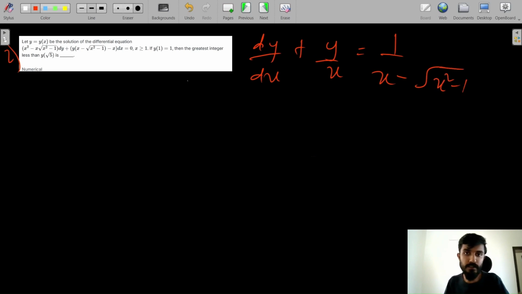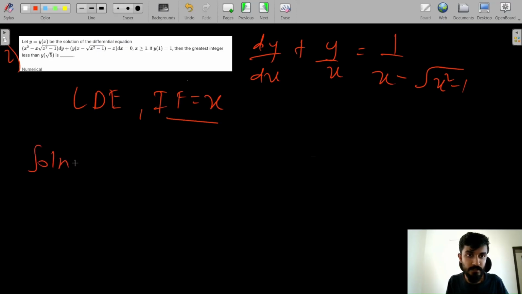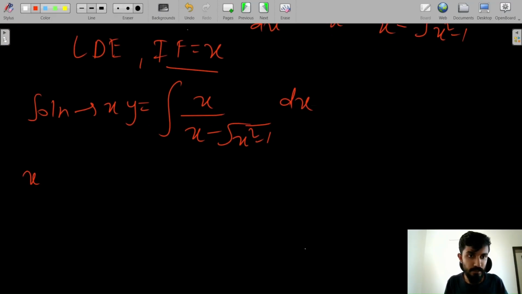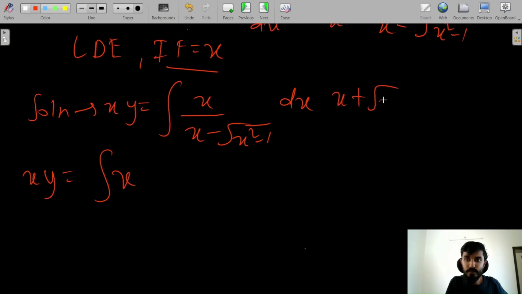Okay, simple enough. Now this is a linear differential equation. Integrating factor is once again x, same as the previous question. So solution is xy is equal to integral x by x minus root of x square minus 1 dx. Fine. Now, the most general course of action for these kind of weird looking integrals is to rationalize the denominator. Okay. So how do I do that? Well, multiply by x plus root of x square minus 1 on numerator and denominator.